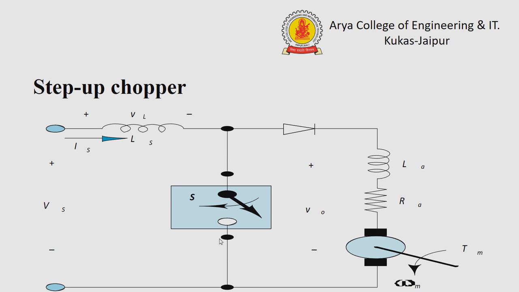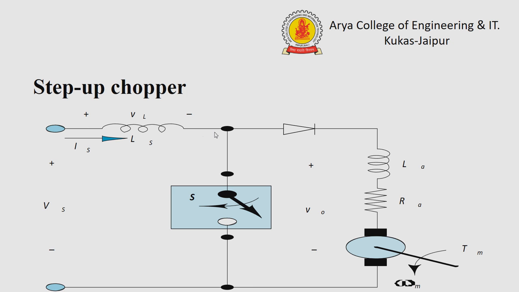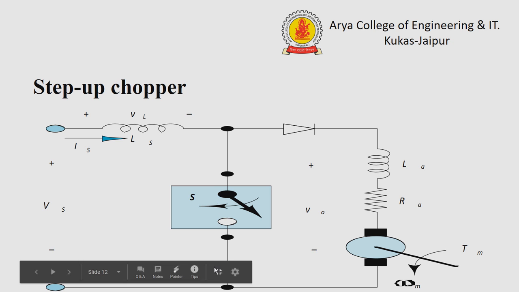Now the step up chopper. In step up chopper, an inductor is connected across the switch, that is a chopper, and diode D also connected across the load. We supply the source voltage to the inductor, and the current flows through the inductor and goes to the switch. When the switch is on, the current is back to supply.